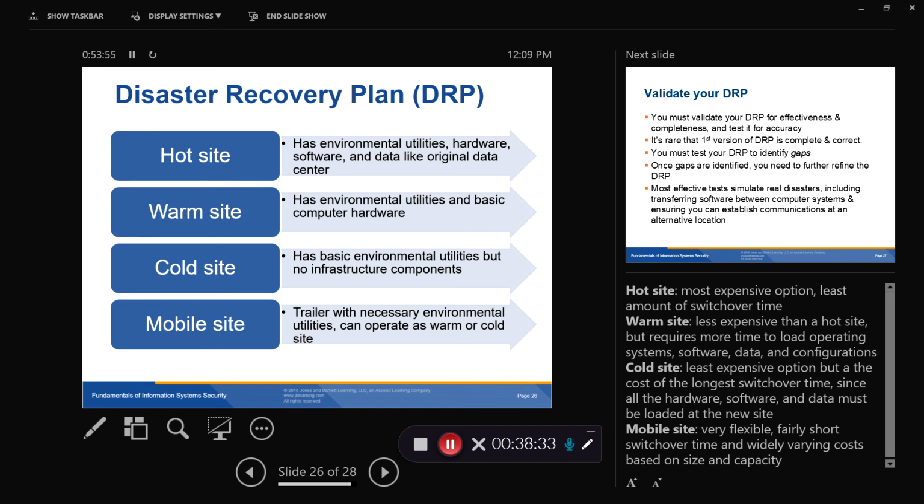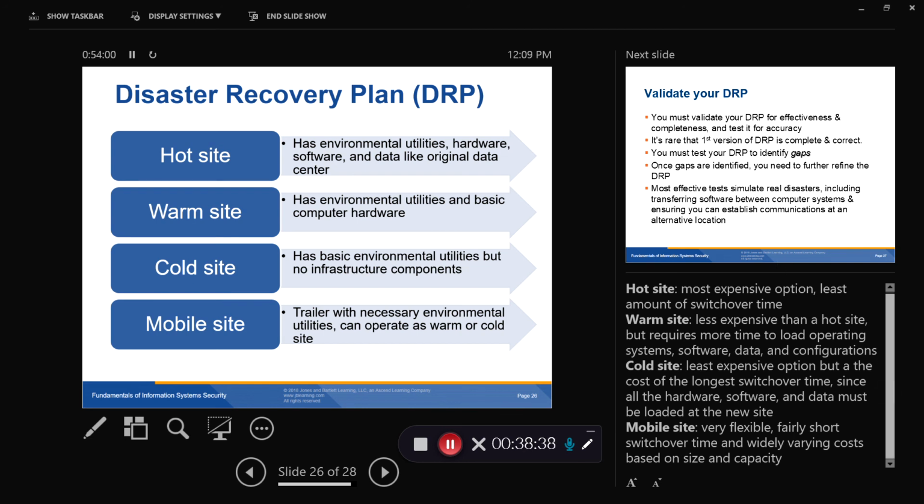So you've got to bring your own computers, and it may be inexpensive to lease, but there is a cost in getting not just your data there, but the actual computer there too. So if your company is entertaining the idea of a cold site, you might want to think twice about that. There are costs involved with it that are almost like hidden costs. And a mobile site is very flexible, fairly short switchover time, and widely varying costs based on size and capacity. Basically, you just need a trailer with necessary environmental utilities, and it can operate as a warm or a cold site.